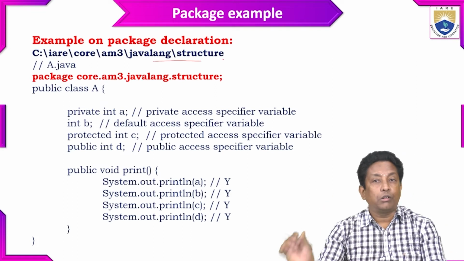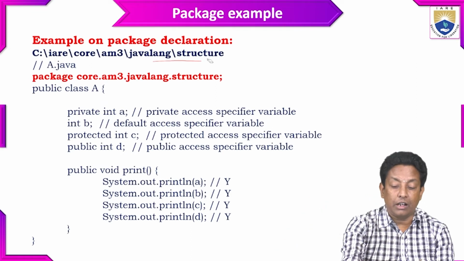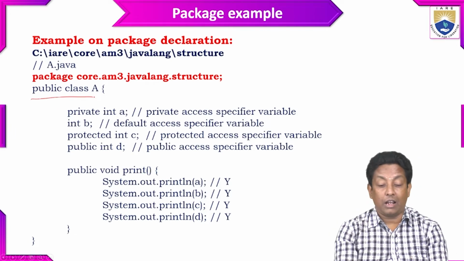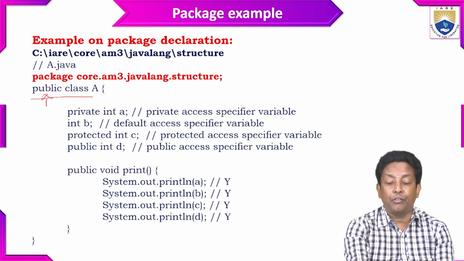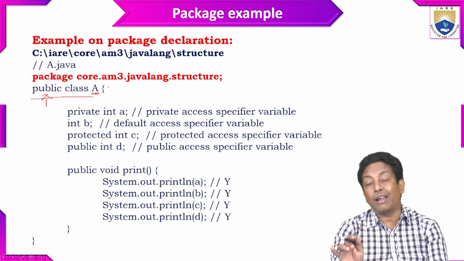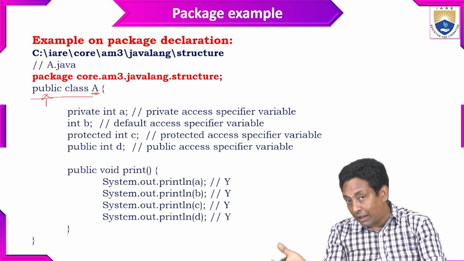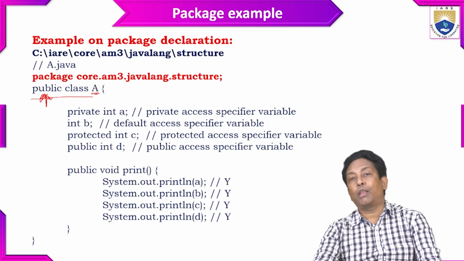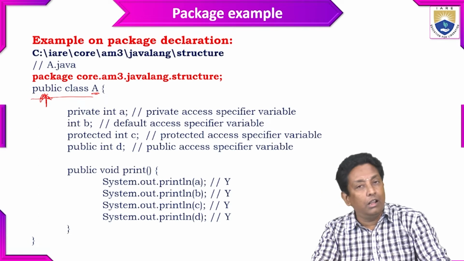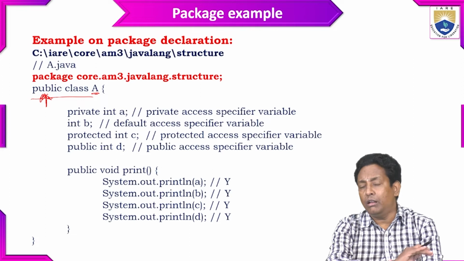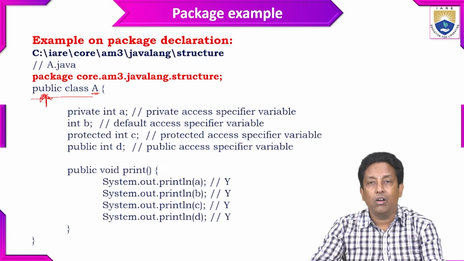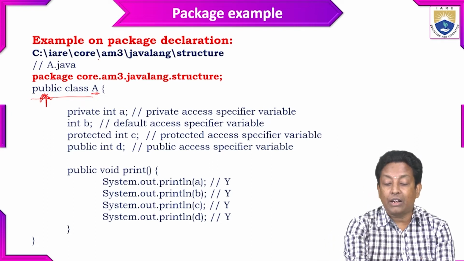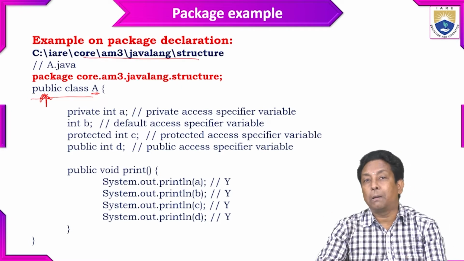Remember, in this directory I am creating one class called A.java. Class name is public class A. If you want to make any class reusable or accessible outside our current directory, the so-called package, the first and foremost thing is you must declare the class as public. If you don't declare the class as public, non-public classes cannot be accessed outside the directory, or technically speaking, the package. That's fine.